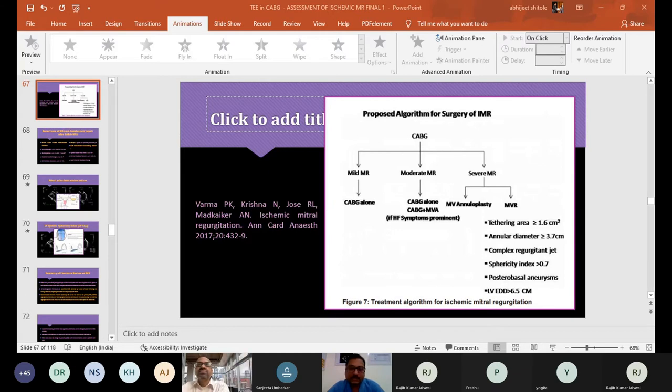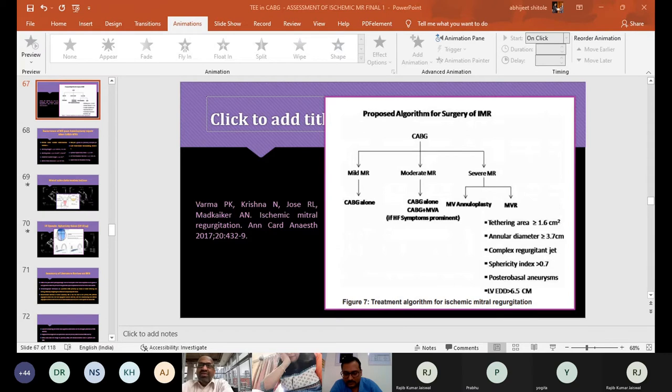Because it is called a relative type of problem with the valve. The leaflets are normal, just because of the subvalvular tethering, because of the regional LV remodeling, the jet is appearing and that jet is directed towards the tethered leaflet, and it is usually a posteriorly directed jet, sir. Yeah, because in anterior wall MIs and all, the jets are central. It comes under Carpenter's 3B, fixed leaflet, that's all right.